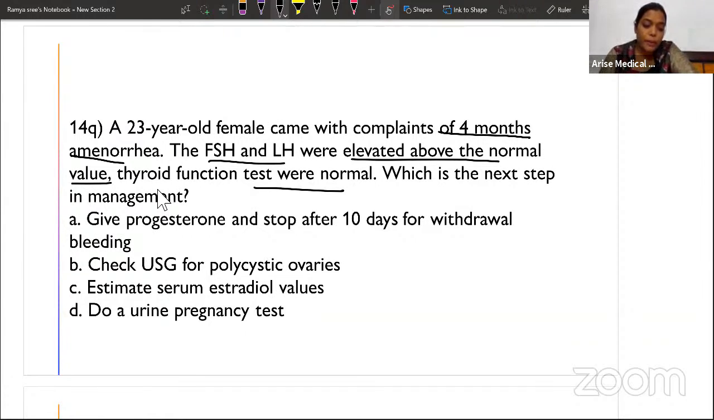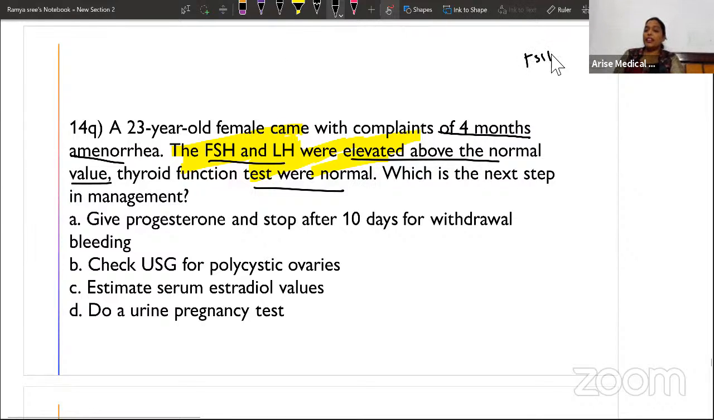I agree with you. But here, I don't require to do a UPT, because it is not the first step they are doing. They already came with some investigations, which is telling that FSH and LH are elevated. What are the conditions where you'll have FSH and LH elevated?